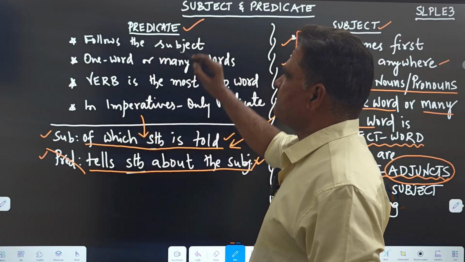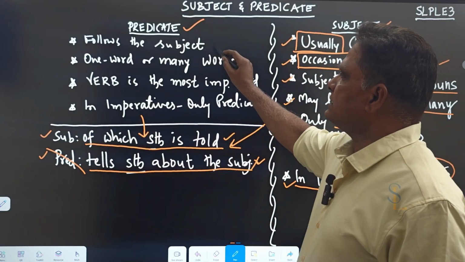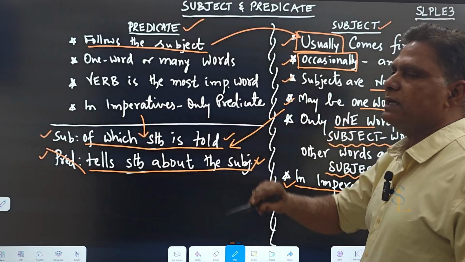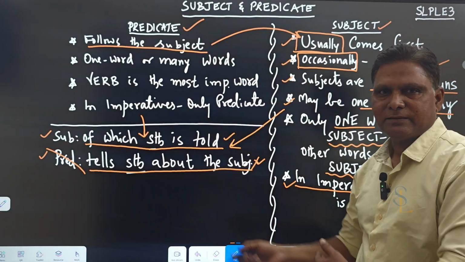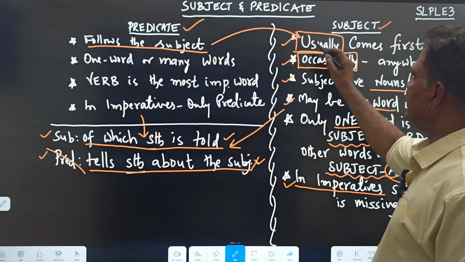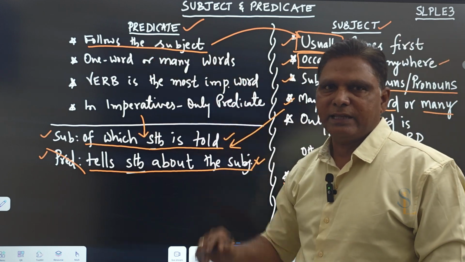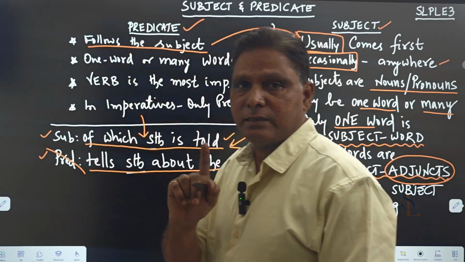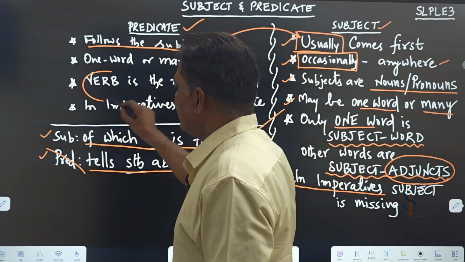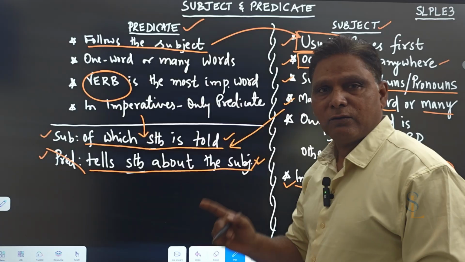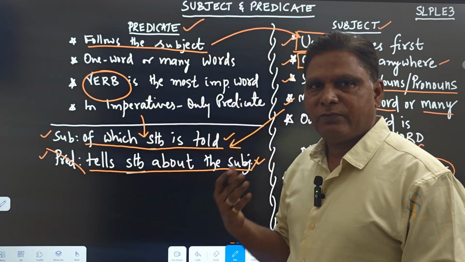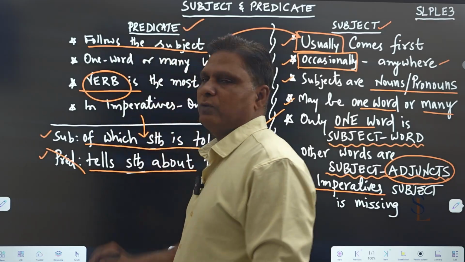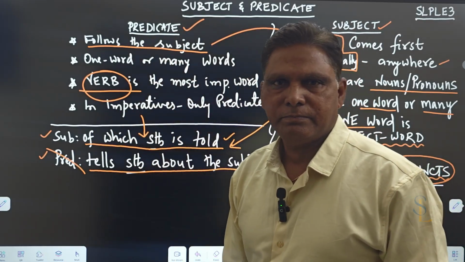Then if we come to the predicate, it always follows the subject, because when the subject usually comes first, what comes next? The predicate. So once you identify the subject, the remaining part is the predicate. You need not separately worry about identifying the predicate. But remember, the predicate is always built around a verb. Apart from the verb, you may have many other words, but the main word will be the verb.